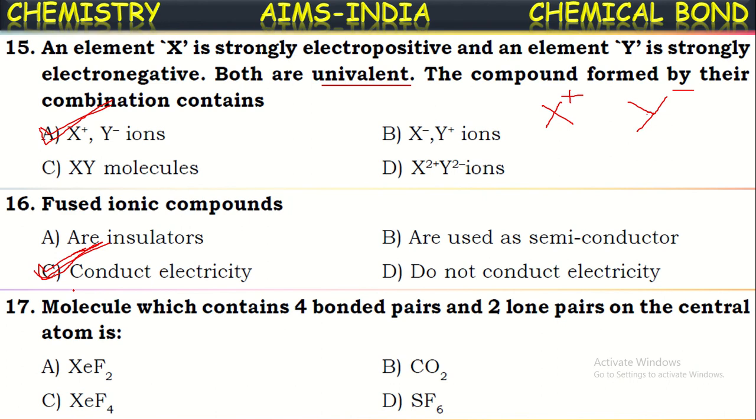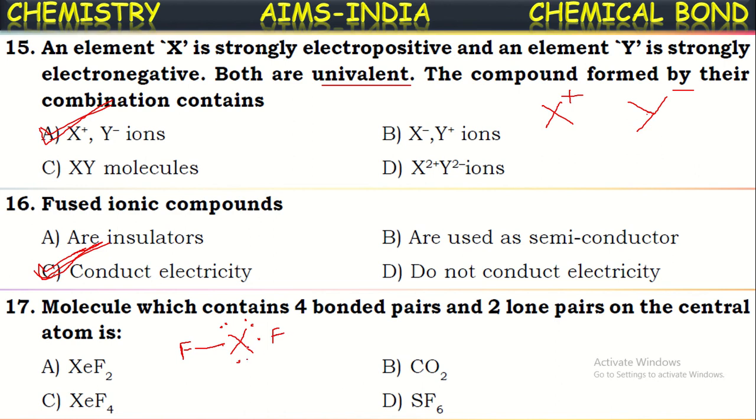A molecule which contains 4 bonded pairs and 2 lone pairs on the central atom is. There should be 4 bonded pairs and 2 lone pairs of electrons. See which molecule it is. We see xenon difluoride. We know xenon will be having totally 8 valence electrons. Let us consider 1, 2, 3, 4, 5, 6, 7, 8. Totally 8 electrons, and it is bonding with 2 fluorine atoms.